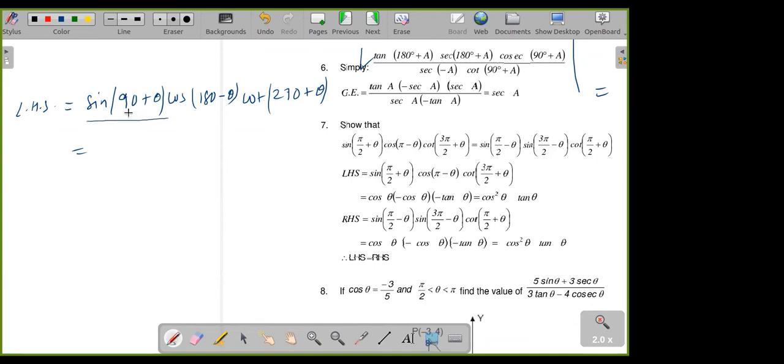90 odd multiple means it will change to cos. 90 plus theta goes into the second quadrant. In the second quadrant, sine and cosec are positive, so this will be positive. Cos of 180 minus theta: 180 means no change. 180 minus theta goes into the second quadrant, where cos is not allowed, so it will be negative.